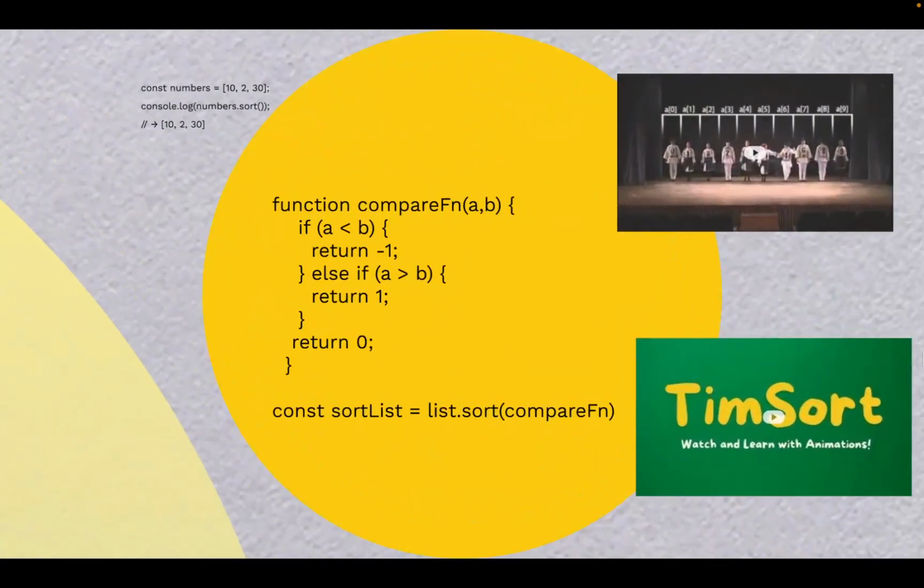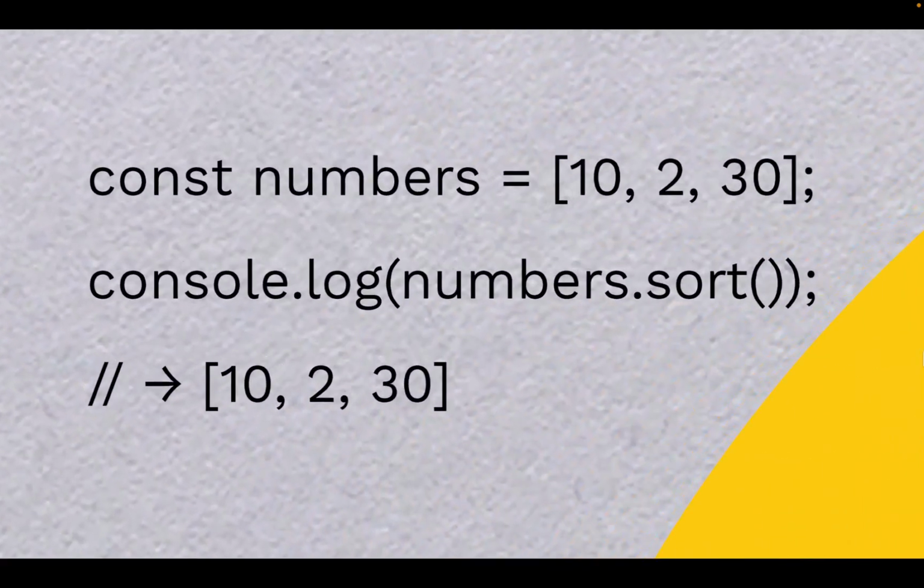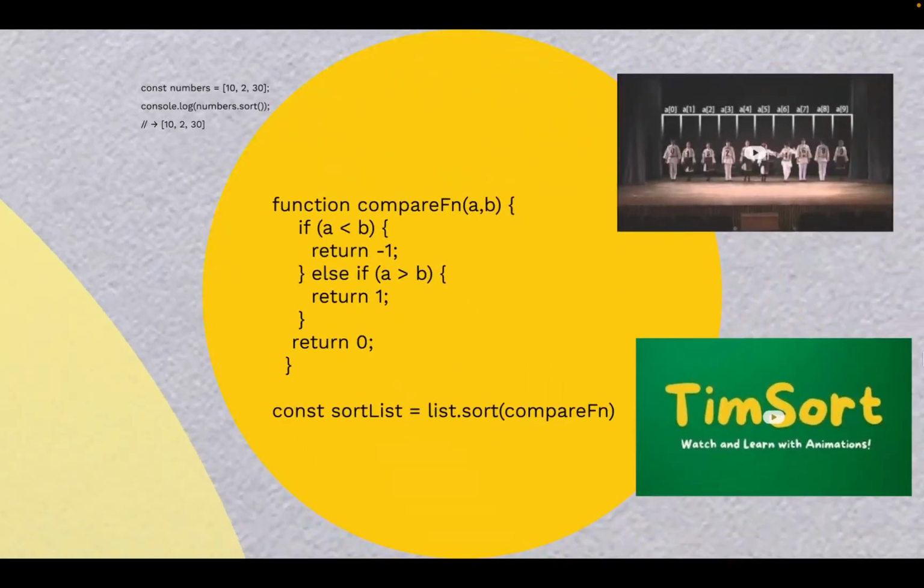And that's because JavaScript's default sort converts values to strings, which means, for example, 10 would be seen as smaller than 2. We'll use something called a compare function, and this can be reused for many of our sorting scenarios.